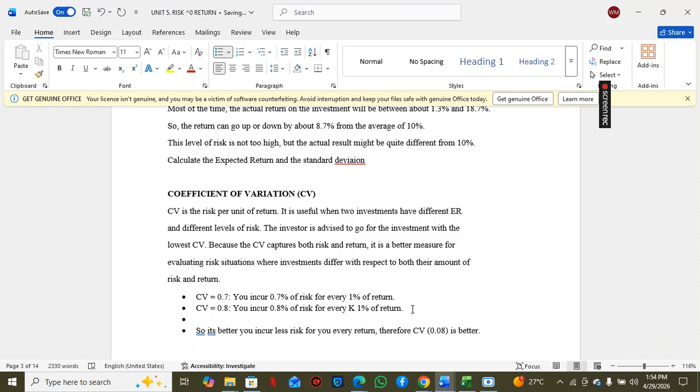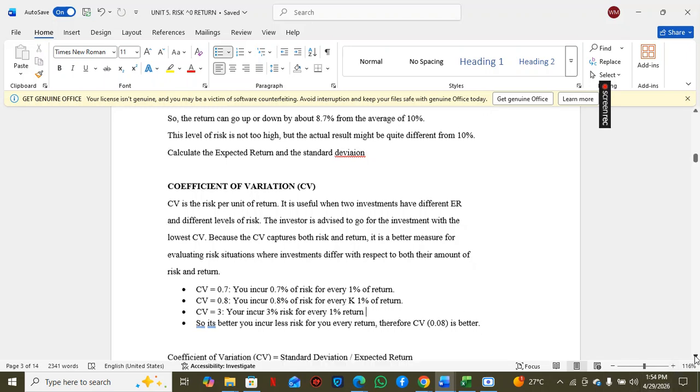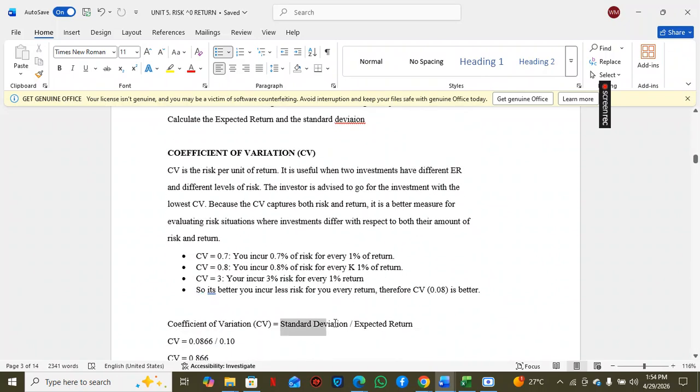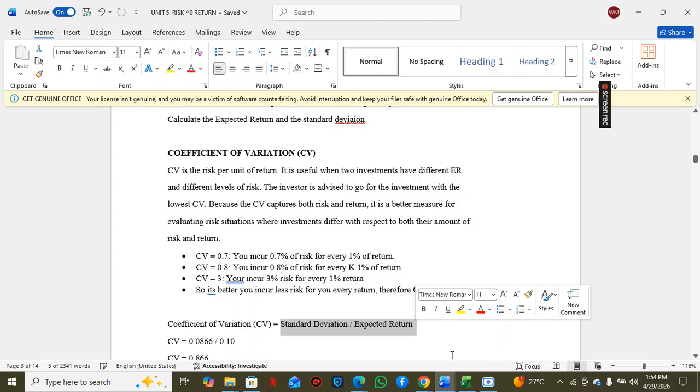But for a risk taker who wants to make profit, for example, maybe you have a coefficient of variation of 3. It means you're incurring 3% risk for every 1% return. So here the risk is higher than the return. So that's what coefficient of variation is: the risk per unit of return. And how do you get your coefficient of variation? It's your standard deviation divided by your expected return.